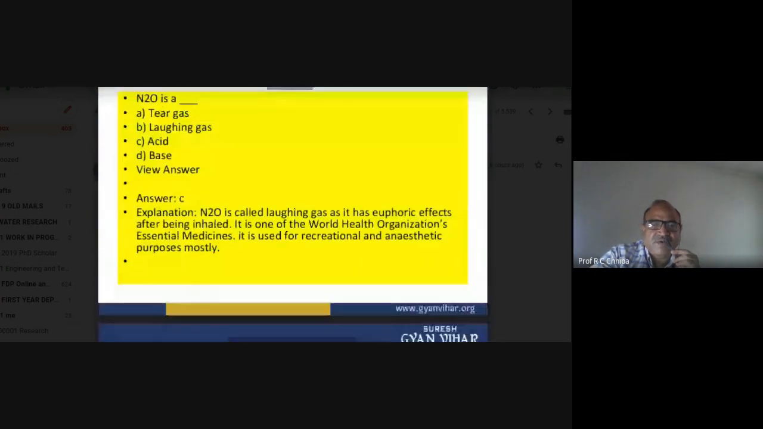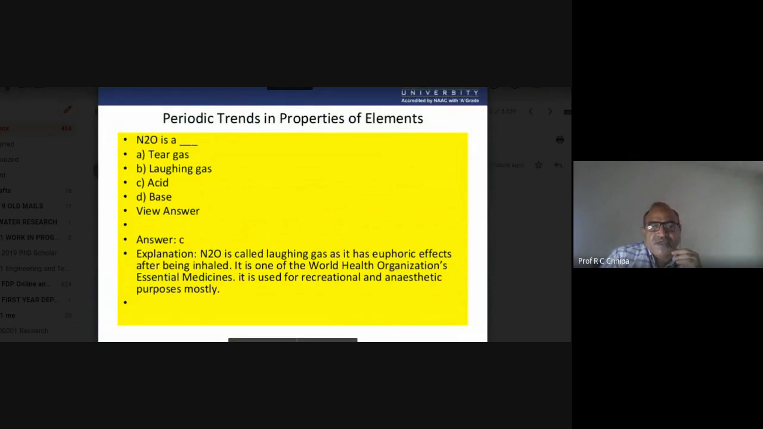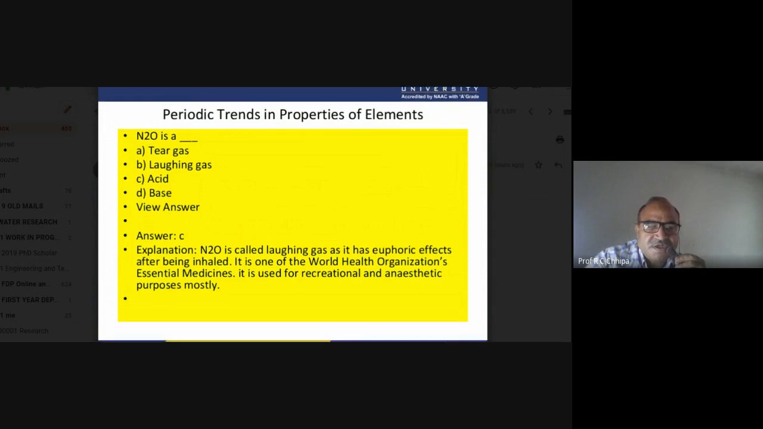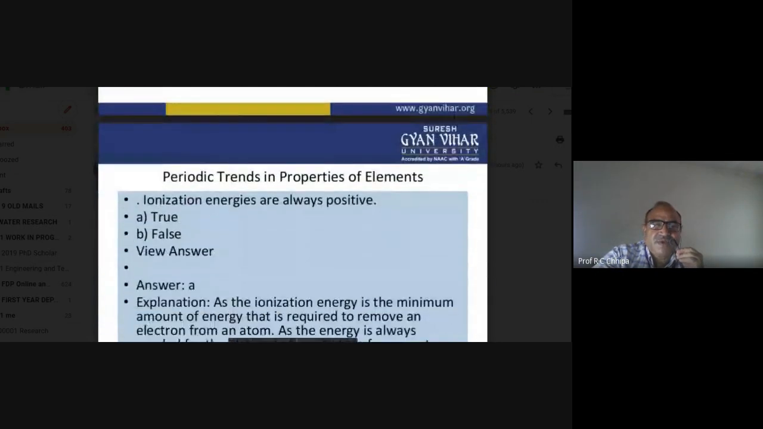So we have a multiple choice question. The correct answer when N2O is acid, N2O is called the laughing gas. So there is a euphoric effect after being inhaled. It is one of the World Health Organization's essential medicines. It is used for recreational and anesthetic purposes mostly.